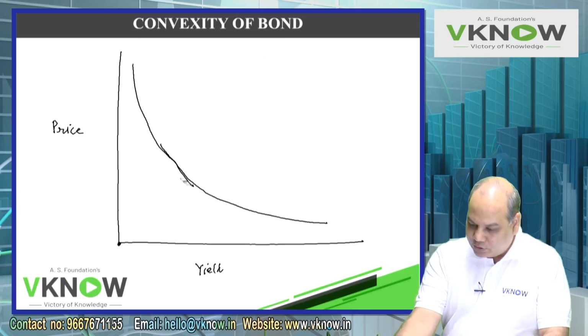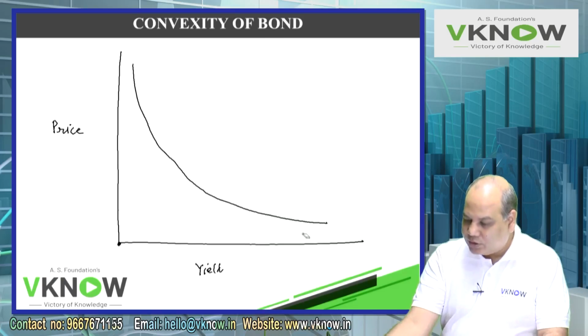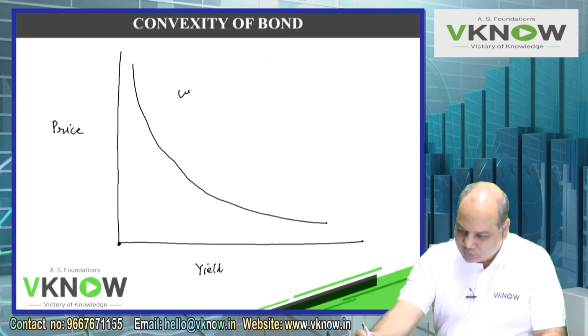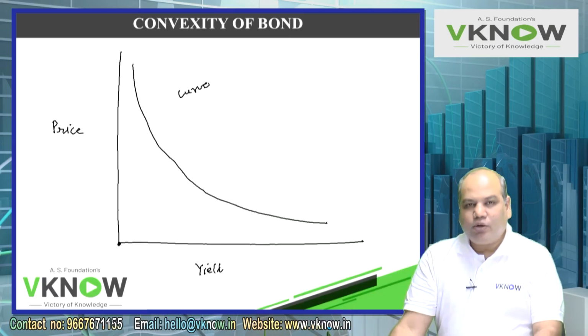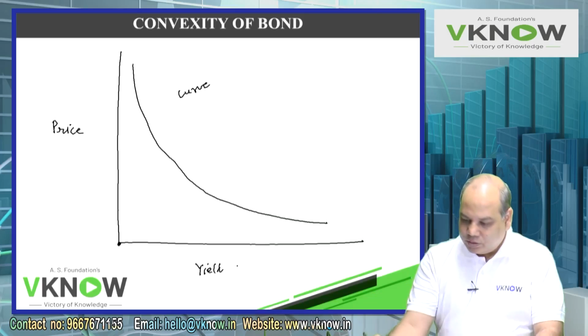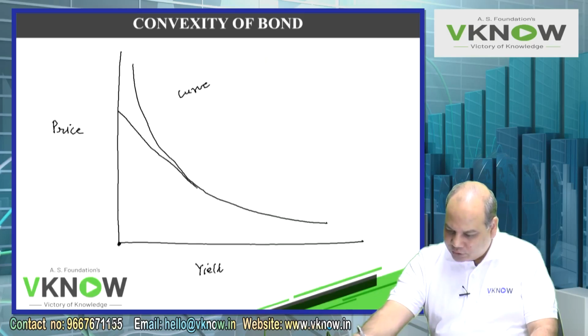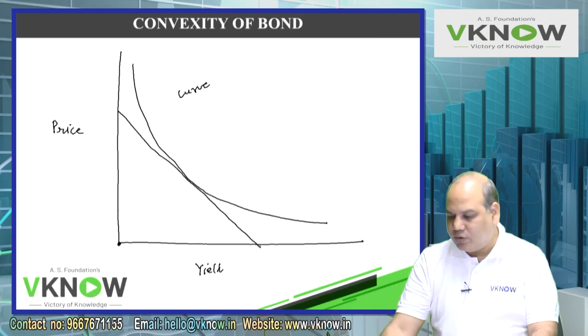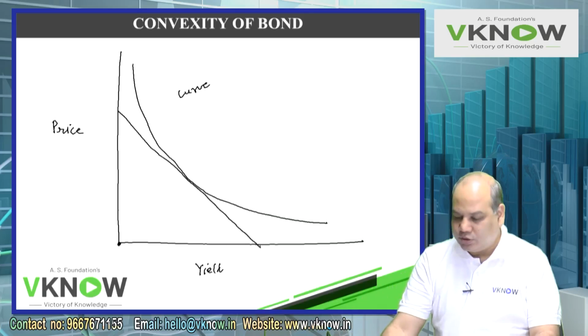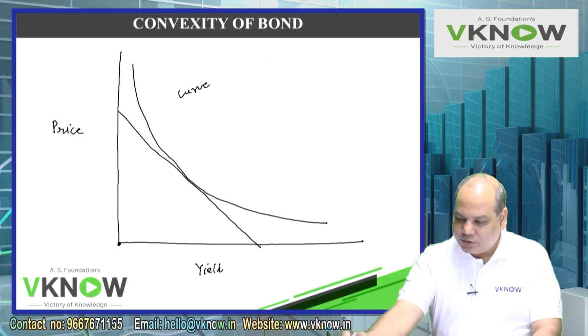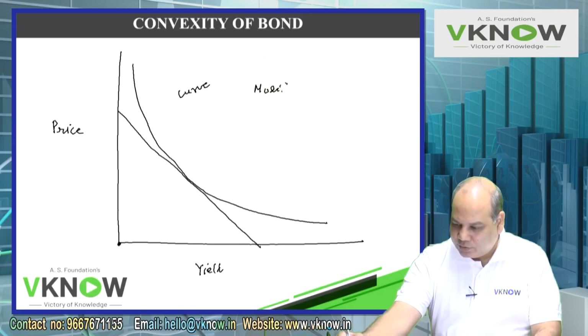So what is convexity of the bond? It shows the relationship between price and yield, an inverse relationship, but it is not a straight line, it is a curve. How to calculate the price of the bond when the yield changes? So we have learned a concept called modified duration. So what is modified duration? Let us revise modified duration.